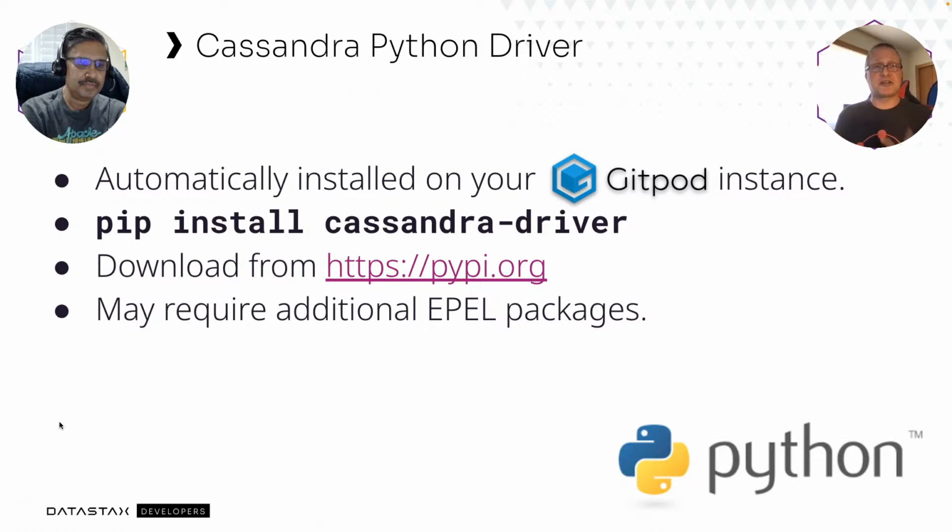So of course, we're going to be using the Cassandra Python driver. When we fire up our Gitpod instance for developing out in the cloud, you'll see that it's already going to be installed. However, if you're on your own, you can install it using the Python package manager, known as pip. It's just a simple pip install cassandra-driver, and that should get you the most recent one.